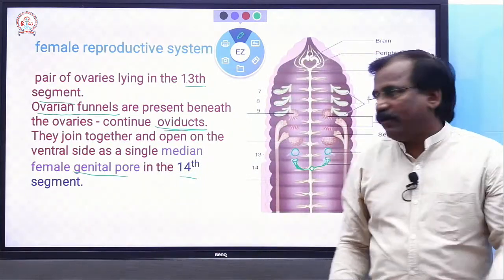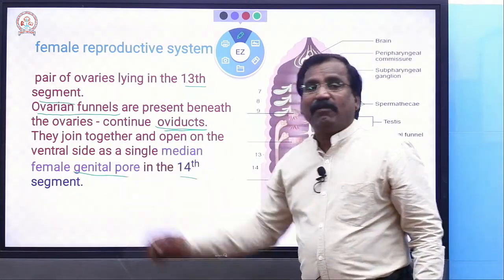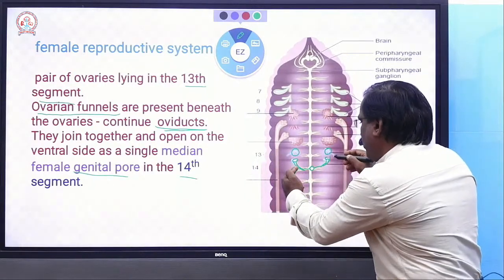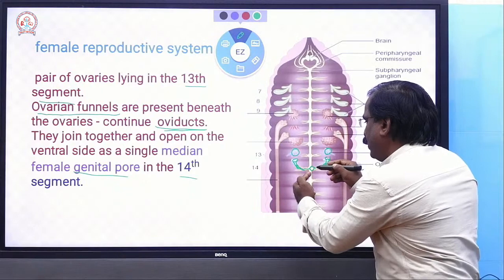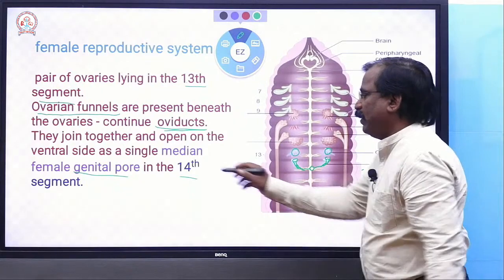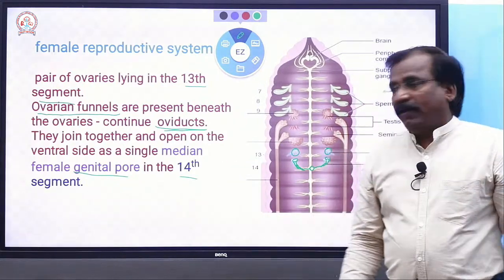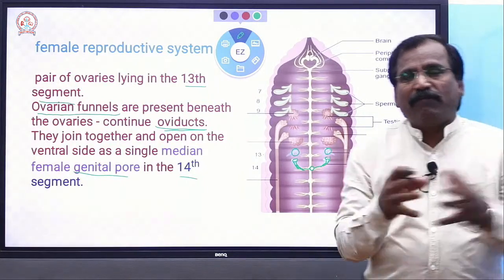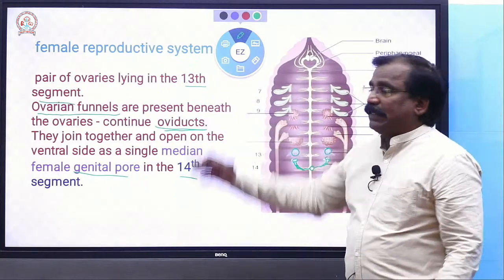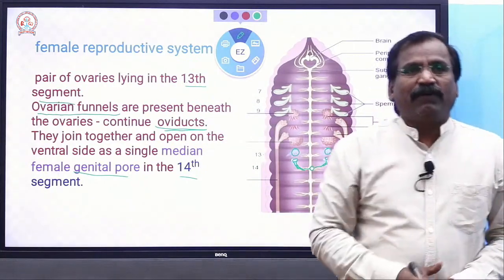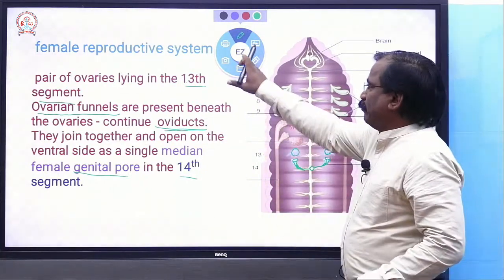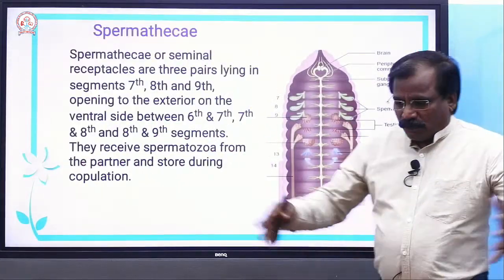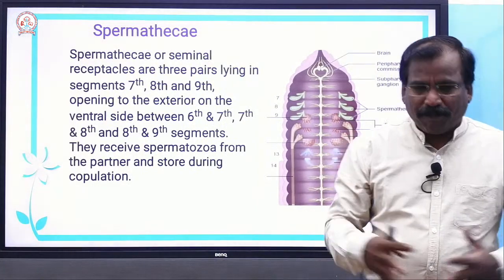The location is the middle, that's why it is a median genital pore. It is single. The two oviducts collect the eggs and fuse to form a single duct that opens into the 14th segment. So the female reproductive system simply occupies the 13th and 14th segments. And that's all for the male and female reproductive system.